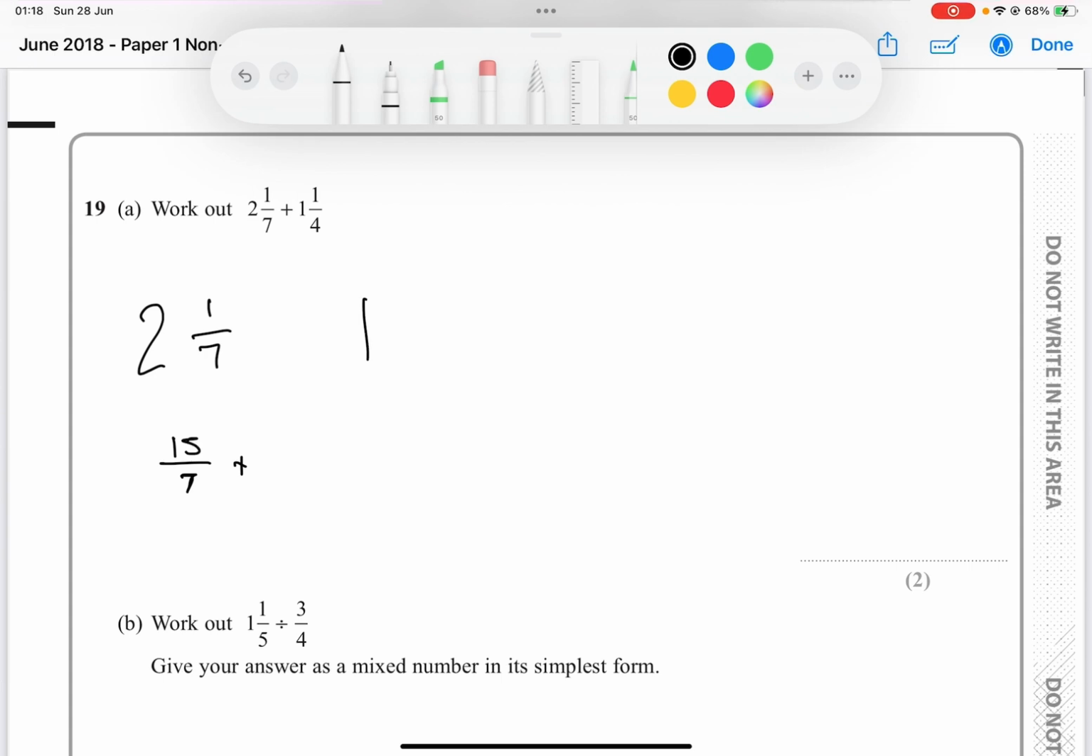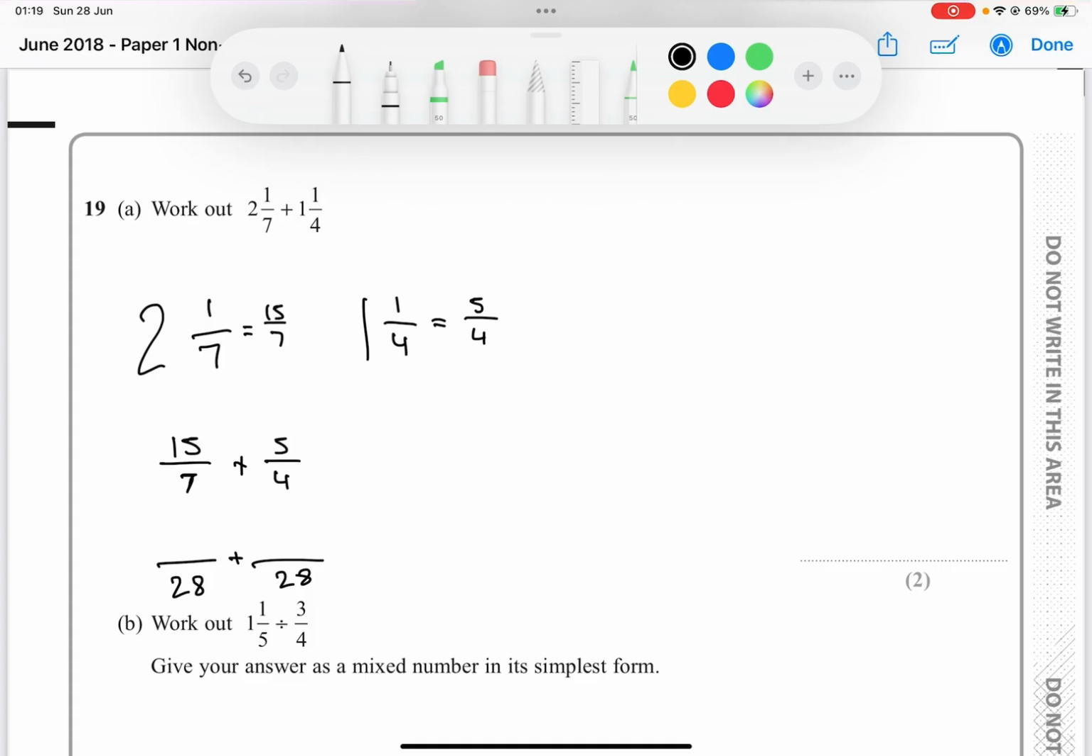Plus, we have 1 and a quarter, so it's 15/7. Whole number times the denominator, so that's 1 times 4, plus 1 is 5, so you have 5/4. Now when it comes to adding or subtracting fractions, the denominator must be the same before you can even add or subtract. So I'm going to convert both of these to 28, because that is a common multiple between 7 and 4.